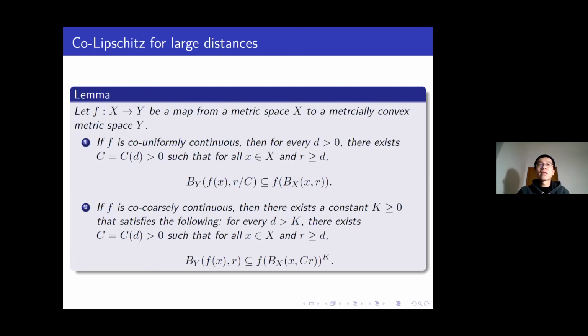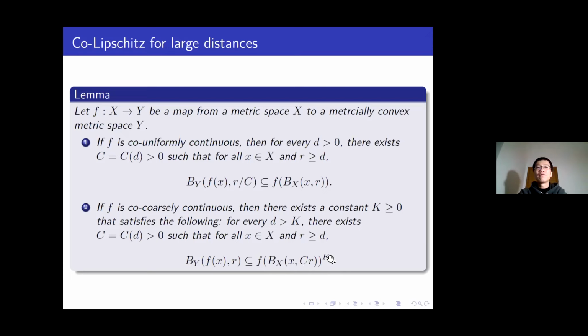And for a co-coarsely continuous map, if F is co-coarsely continuous, then you have this K, non-negative, so that for every distance larger than K, you can find a constant C only related to D, so that it also satisfies this co-Lipschitz condition, but now you have the K here. That's the difference between co-uniformly continuous and co-coarsely continuous. In the coarse case, you cannot get rid of this K.